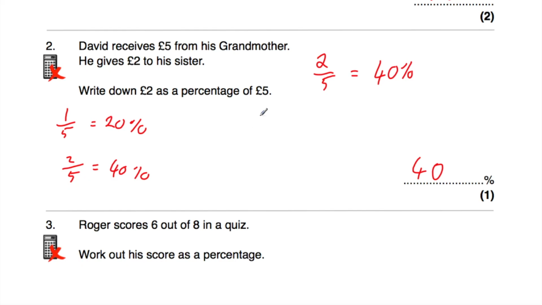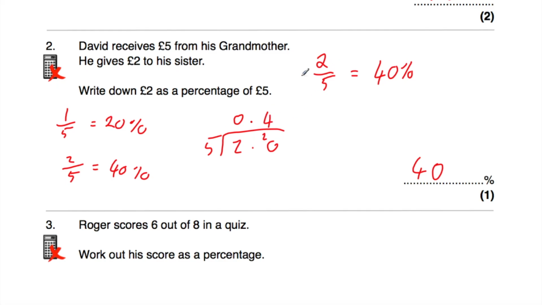Now, if you happen to forget that and you need to know how to change 2/5 to a percentage, one way would be to take the numerator and divide it by the denominator. So if we do 2 divided by 5, this will tell us what 2/5 is as a decimal. So how many 5s go into 2? That's going to be 0, remainder 2. And how many 5s go into 20? That's going to be 4.